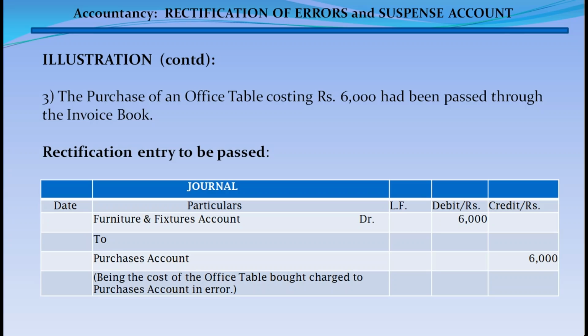Rectification entry to be passed. Furniture and fixtures account debtor 6,000 rupees to purchase account 6,000 rupees credit, being the cost of the office table but charged to purchase account in error.